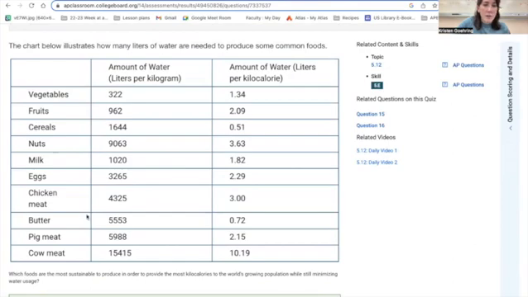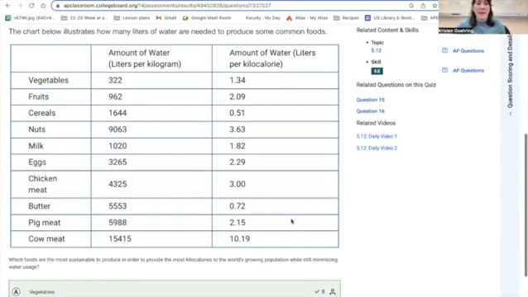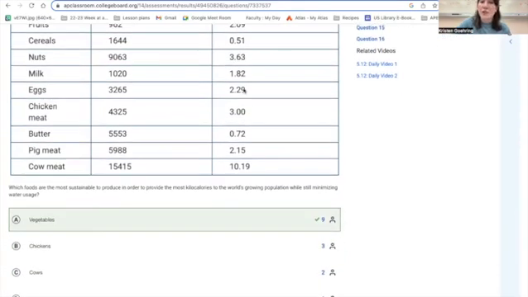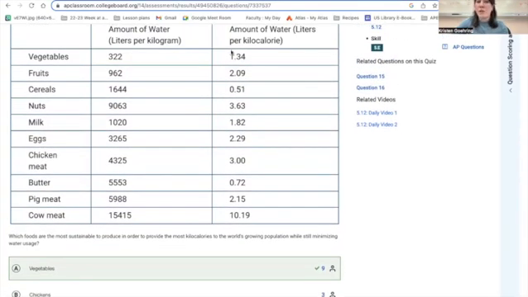Chickens are 3, so that's higher. We can throw that one out. Cows are even higher, 10.19. That requires a lot of water to produce a kilocalorie of food. We want to be sustainable. We want to minimize that. And then eggs, 2.29, that is lower, but the lowest one of those is vegetables. We want to use the least amount of water to produce a kilocalorie of food.